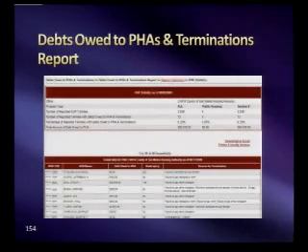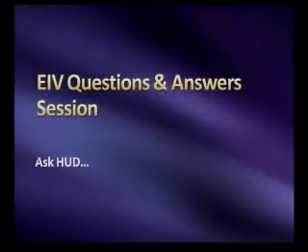Your top portion is the high-level statistics for your agency. The bottom portion is the tenant information or former tenant information being reported. So that is, my friends, the debts owed and PHAs and terminations.